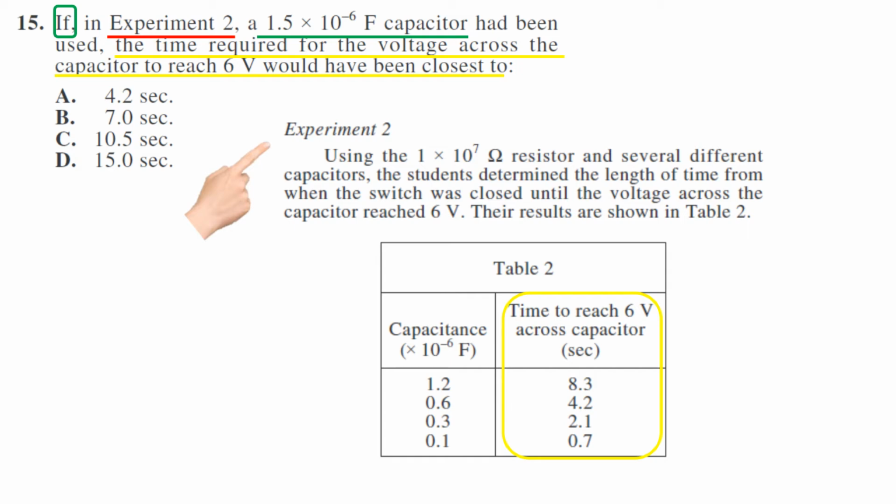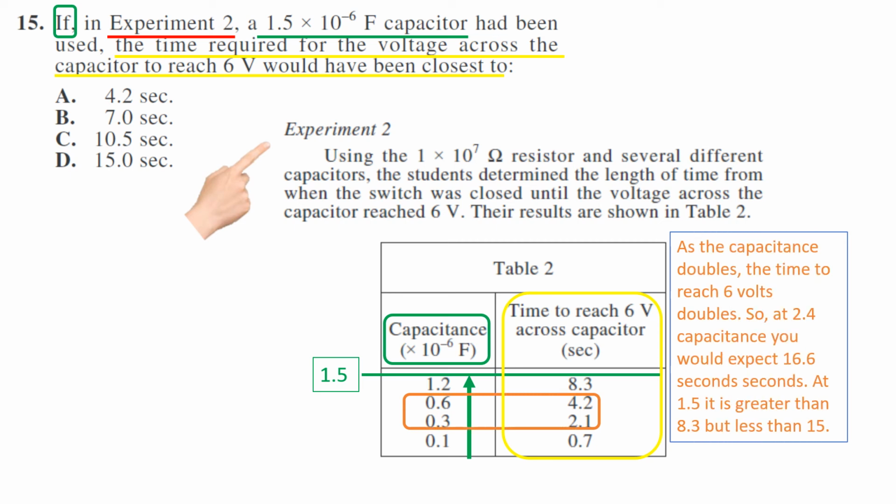1.5 times 10 to the negative 6 capacitor. That's the first column, and we can see it increases. So 1.5 is going to be above 1.2, the highest labeled capacitance we have. Let's look at the comparison here. We go from 0.3 to 0.6, and it doubles. So when we go from 1.2 to 2.4, we would expect it to be about 16.6. So probably less than 15, but greater than 8.3, so 10.5. So C.